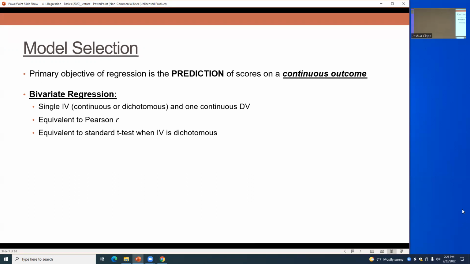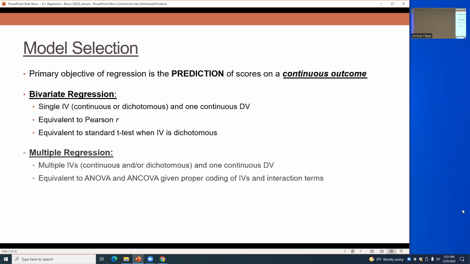Okay. So the t-test is just a special case of regression. It seems different, we talk about it differently, but at the end of the day, it's just a special case of regression. Now, multiple regression. Here we've got multiple predictors. This can be any combination of continuous and/or dichotomous predictors. And again, one continuous outcome.